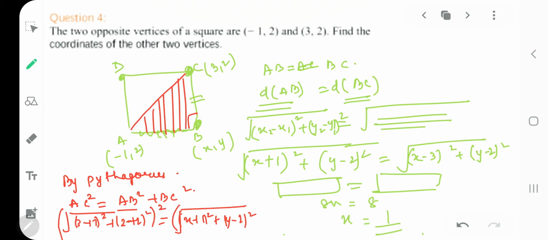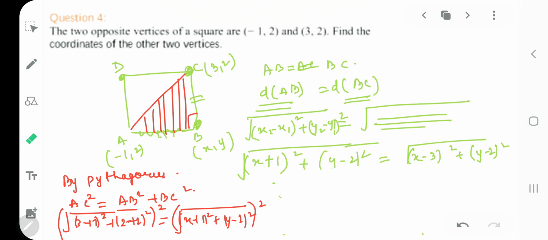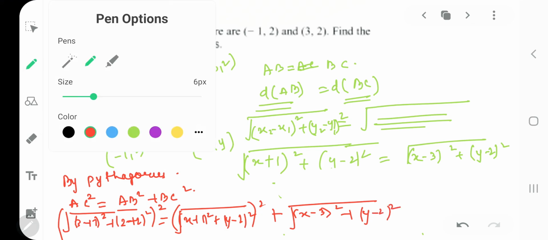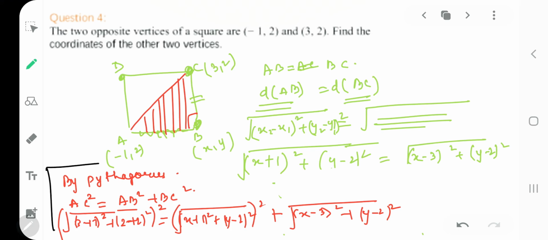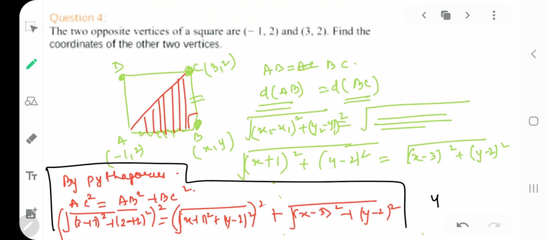So square, square, and plus you have BC square. Am I correct? So you have BC square, which will be x minus 3 the whole square plus y minus 2 the whole square. My dear kids, once you solve this equation, I guess you will be getting the value of y.